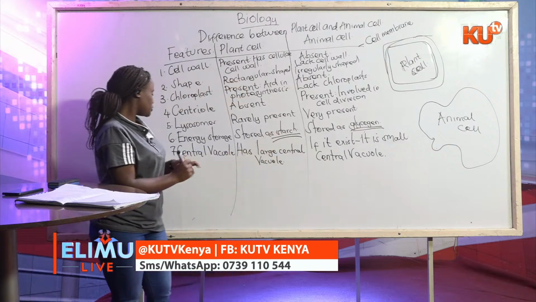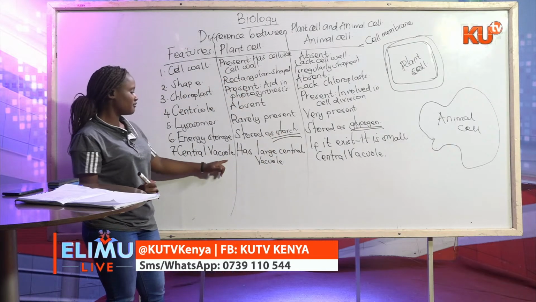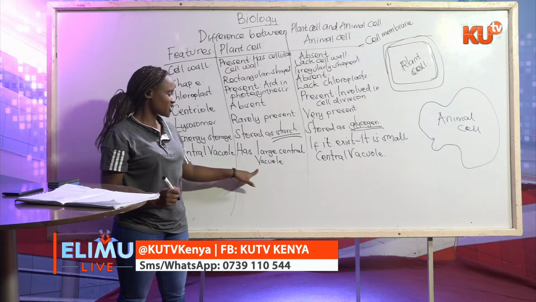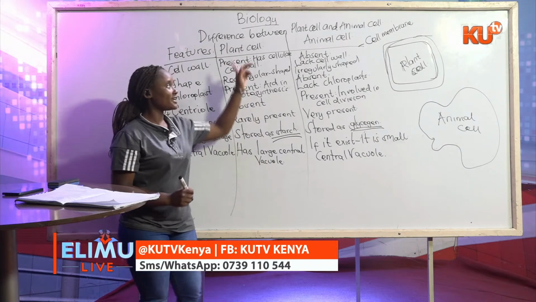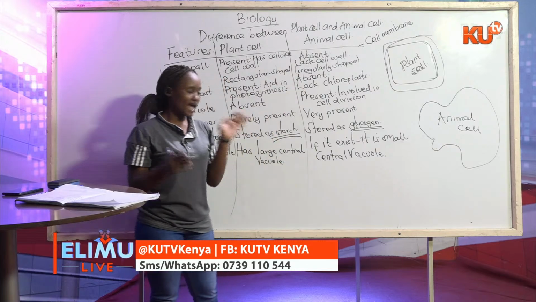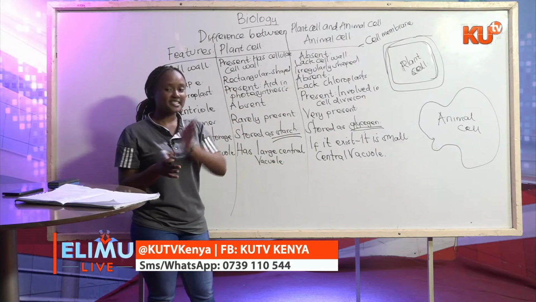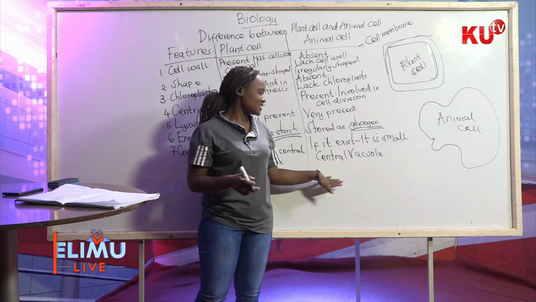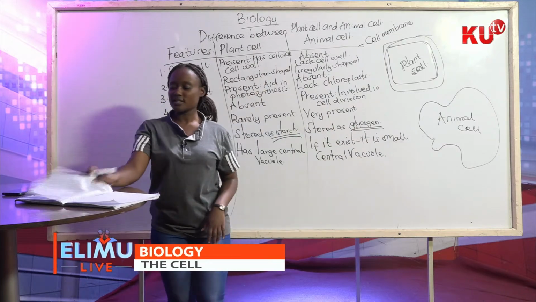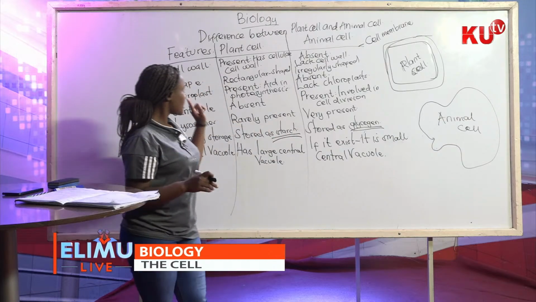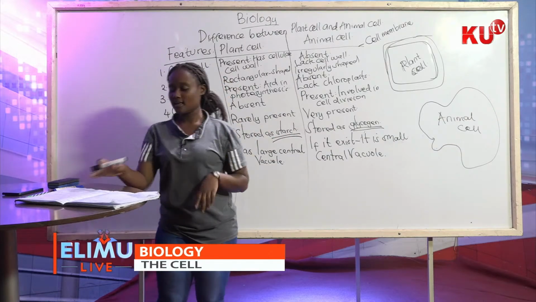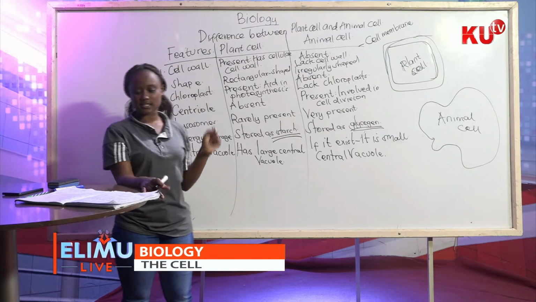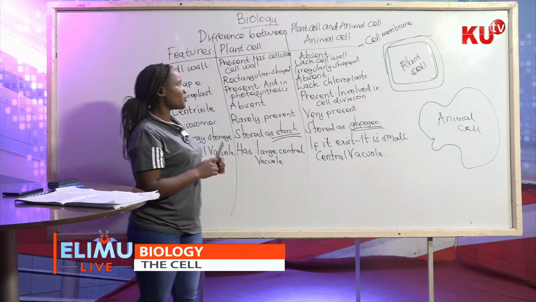And now we go to our 7th, the central vacuole. The plant cell has a larger central vacuole, and in animal cell, it might not be there, or if it exists, it is a smaller central vacuole. Now that is the differences between the plant cell and the animal cell when we are having the characteristics and its features.